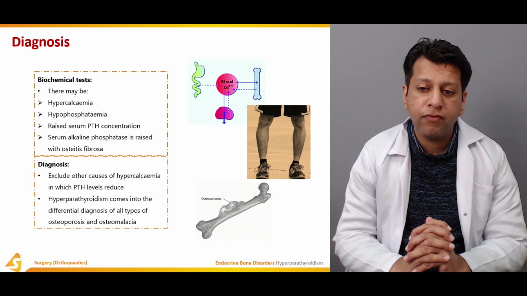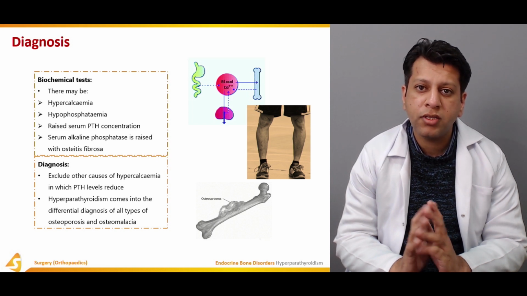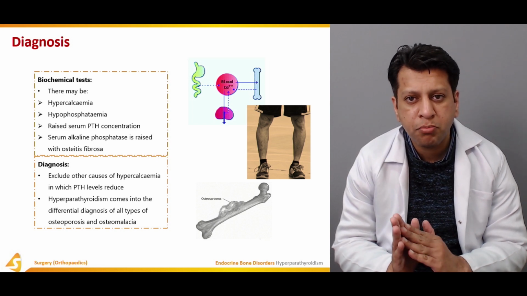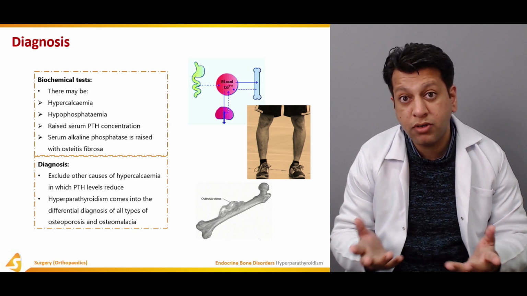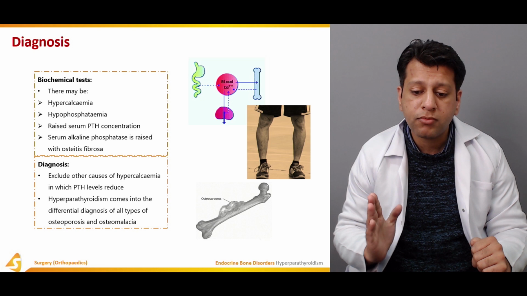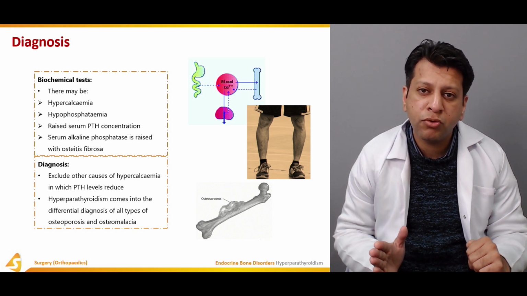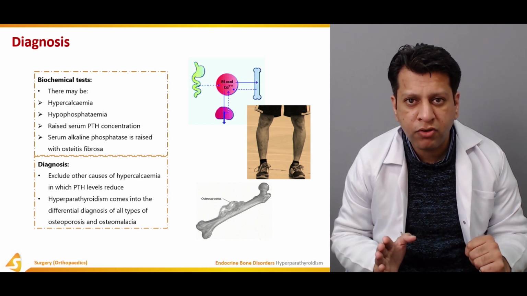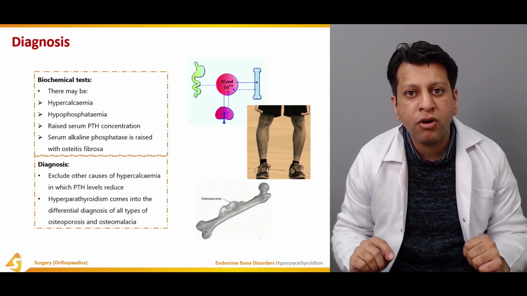So we should know that a detailed history and examination would tell us whether it is hyperparathyroidism or not, and then whether it's primary, secondary, or tertiary. That would actually dictate the treatment. For example, if we know that it is secondary hyperparathyroidism due to chronic renal failure, we need to treat the renal failure. We don't need to treat the hypercalcemia and parathyroid hormone levels.